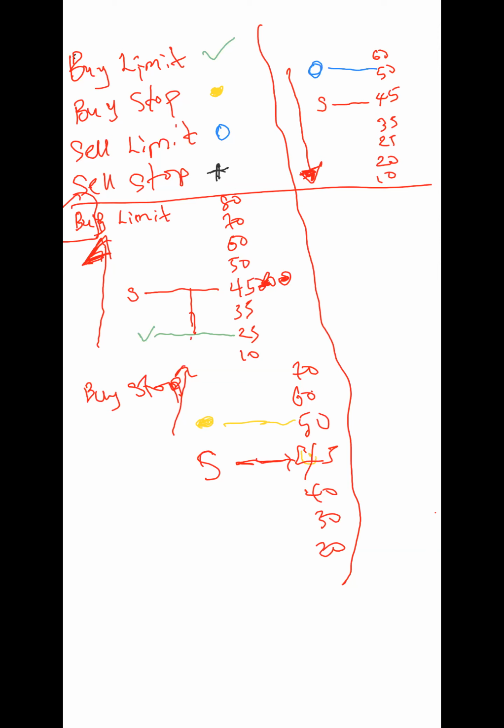What's this thing? Black signal, right? A sell stop. Let's do the same thing again. Let's assume this is where the market is at 45. Then we've got 35, 25, we've got 20, we've got 10, and then here we've got 50, we've got 60, and so on. So for a sell stop, guys, where do you want to take your entry?